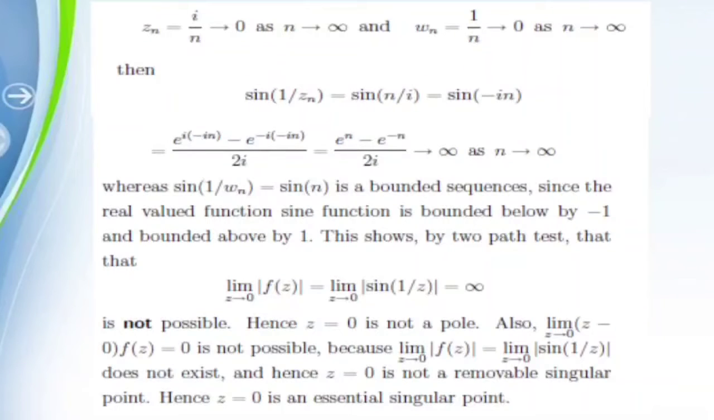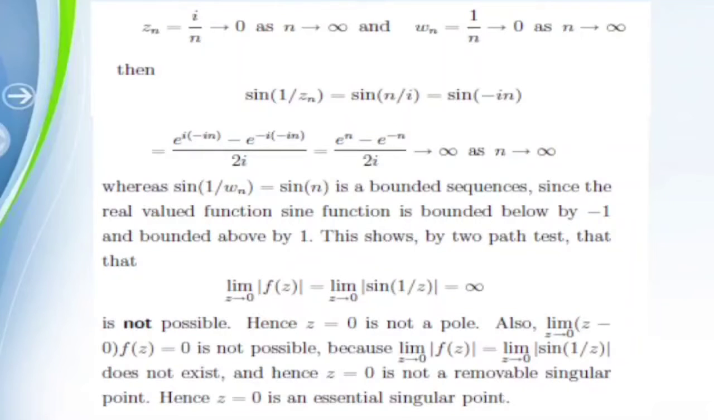Consider the two sequences 1 by nπ and 1 by n. We can see that by the two-path test, limit z tends to 0 of modulus of f of z, that is, limit z tends to 0 of modulus of sin 1 by z, is not equal to infinity. That is not equal to infinity. This equal to infinity is not possible there. Hence, z equal to 0 is not a pole.